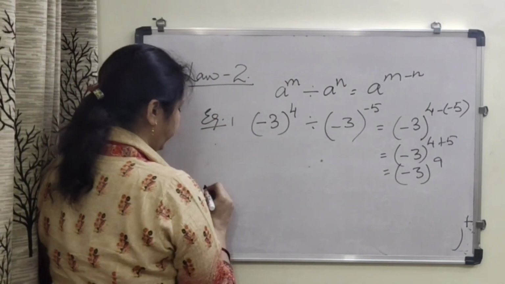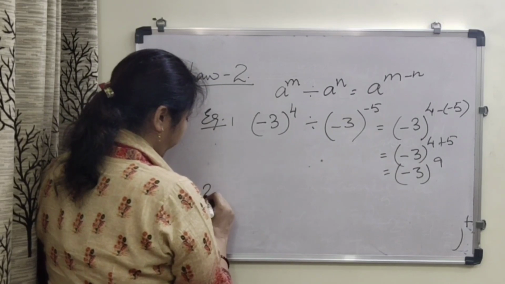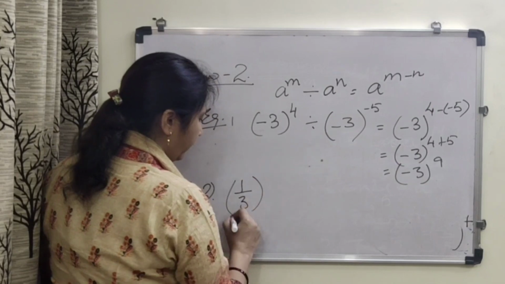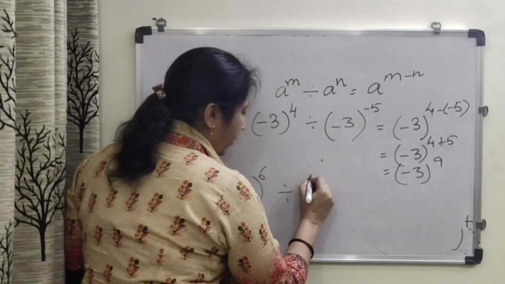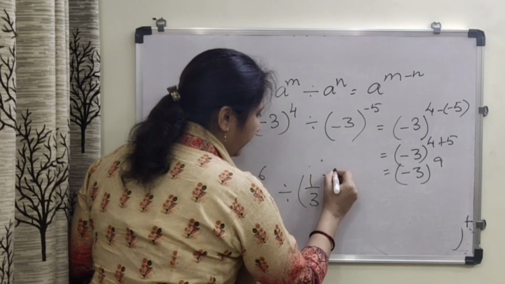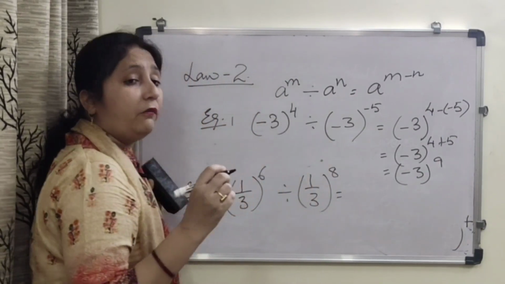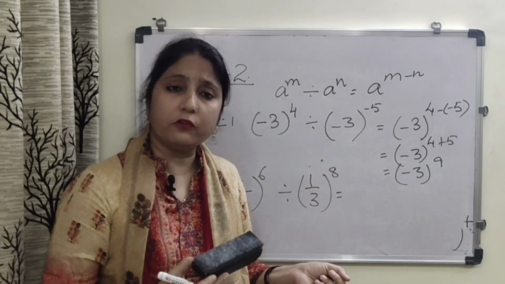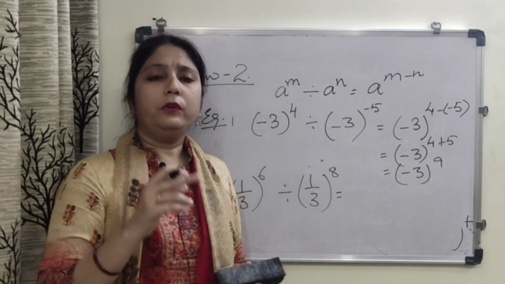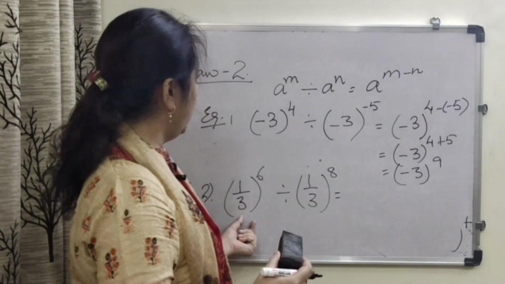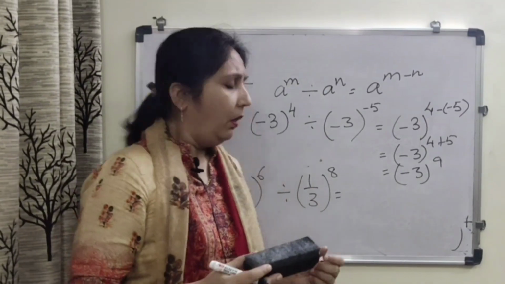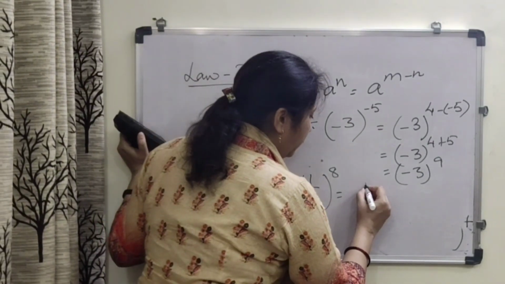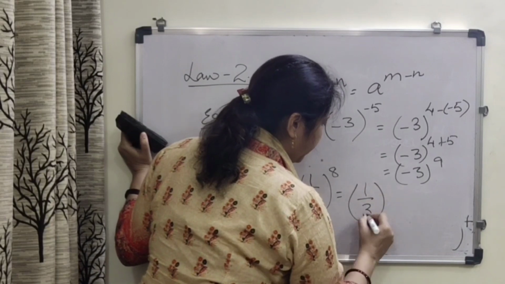Another example: 1 by 3 to the power 6 divided by 1 by 3 to the power 8. Again, you need not worry whether the first exponent is smaller or larger. It hardly matters. Your task is to check whether the bases are the same and the sign of division is there. Then your work is to subtract the exponents.